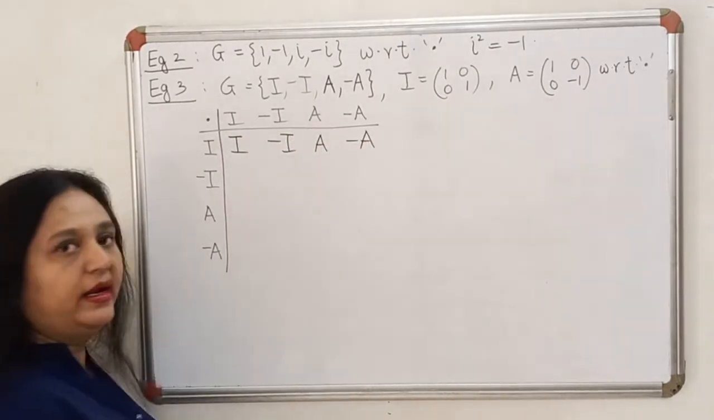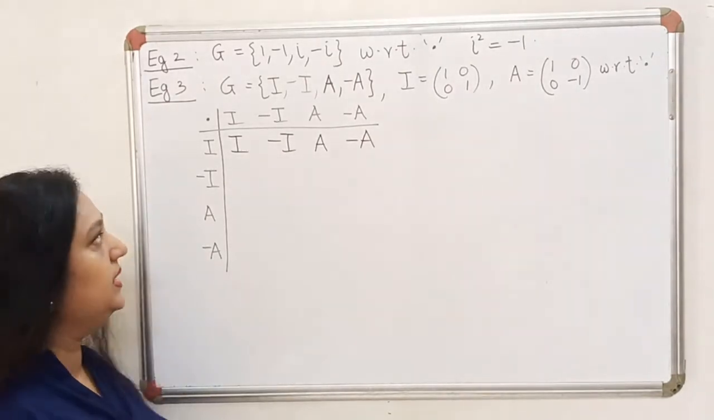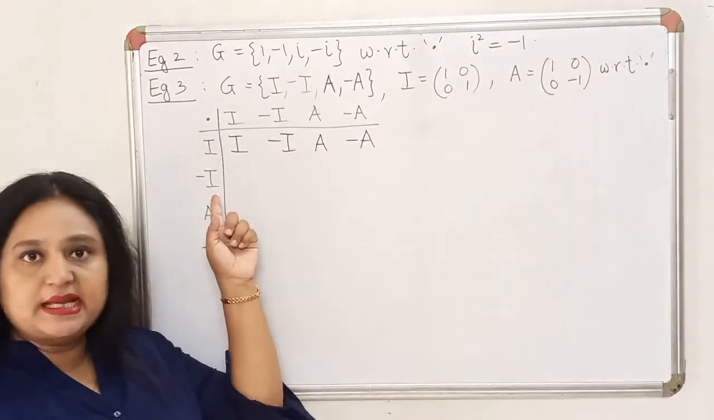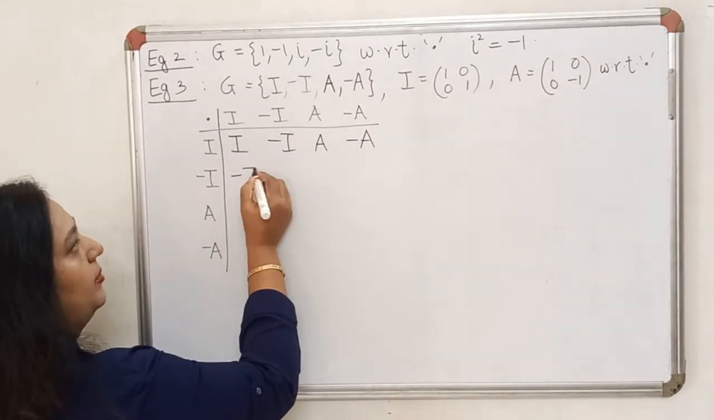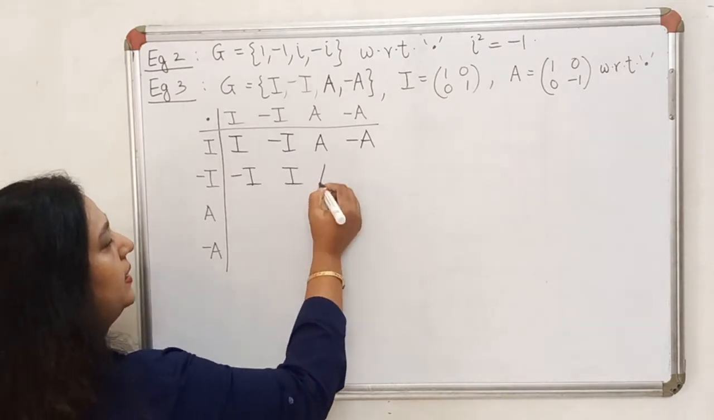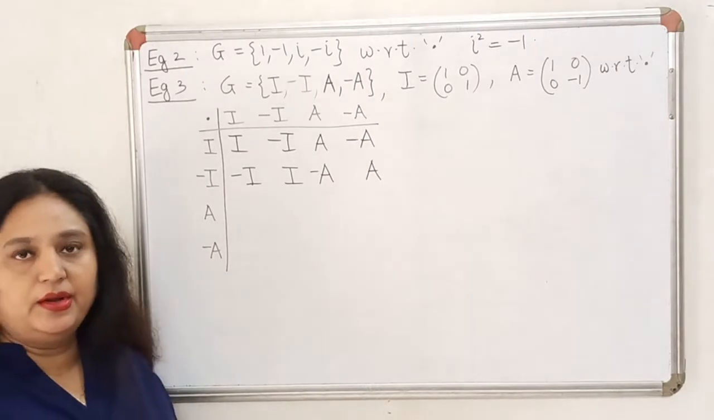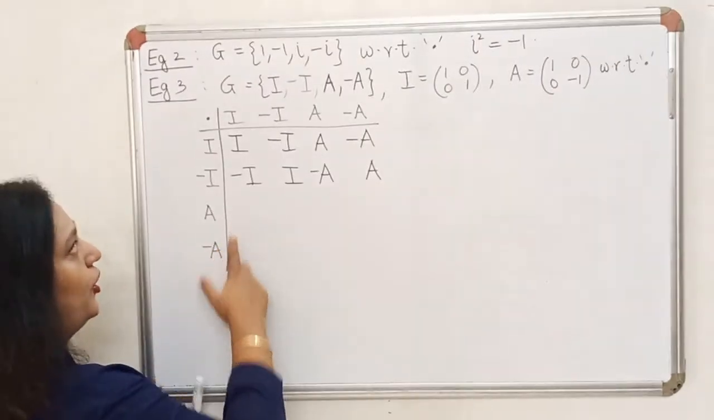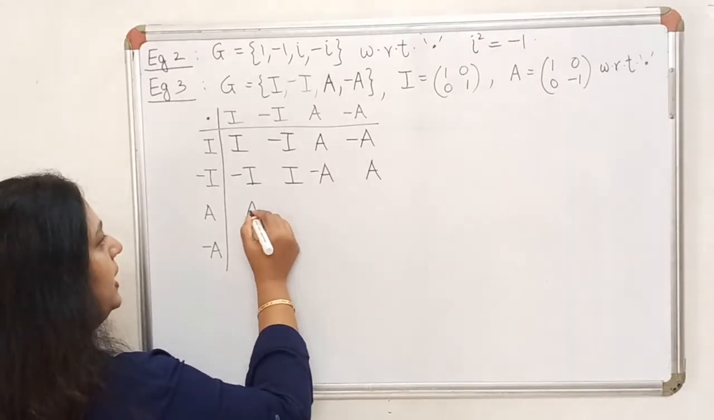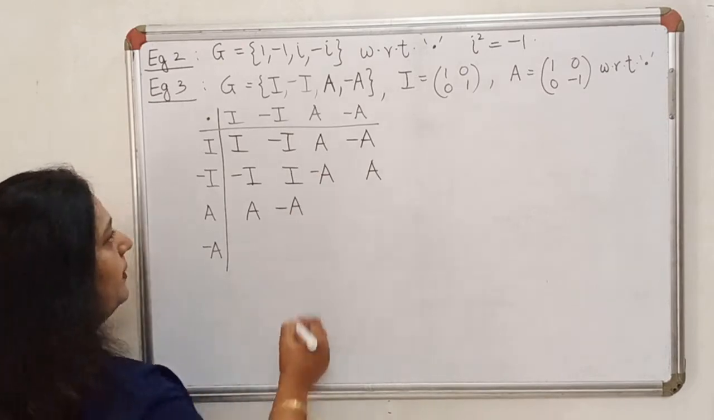So I can directly write down the first row. Identity multiplied by any other matrix will give me that row. With minus I, only the signs are going to change. So instead of I, I'll get minus I, I'll get plus I here, I'll get minus A here, and I'll get plus A here. Now let's look at the third row. This place is for A into I, so this will be A. This is for A into minus I, so it will be minus A.